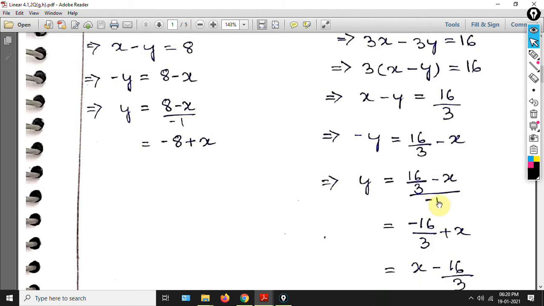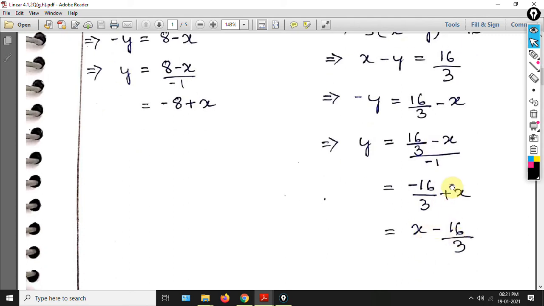So what are we doing here? Minus 1 is there, so this minus will go up. Here 1 is there; even if we didn't write 1, nothing would change. So we are sending this minus sign above, so it will become minus 16 by 3. And this minus goes to this number also and to this number also. For this number it will become minus 16 by 3, and for minus x it will become minus into minus, plus x. So plus x it will become.